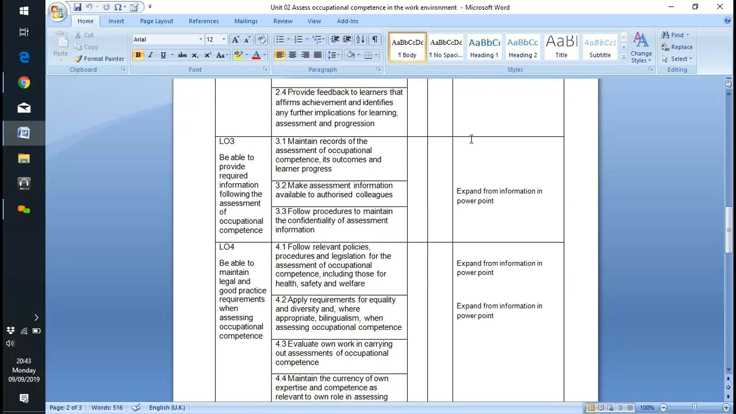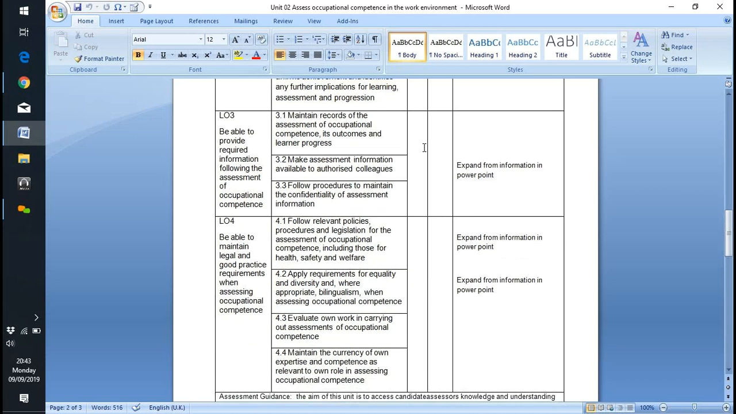Just like that learning cycle that we looked at. They're all very similar. Plan, do, review. The business cycle, just the same. Maintain mechanisms of assessment of occupational competence and its outcomes and the learner progress. So again, you're recording on your assessment sheet what's been achieved and what hasn't, or what has been achieved and what's yet to be achieved, or whether it's all complete.